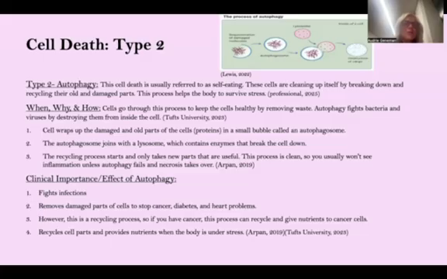The cell wraps up the damaged and old parts of the cell, the proteins, in a small bubble called an autophagosome. The autophagosome joins with the lysosome, which contains enzymes that break the cell down. The recycling process starts and only takes new parts that are useful. This process is clean, so you usually won't see inflammation unless it fails and necrosis takes over. The clinical importance is that it fights infections and removes damaged parts of cells to stop cancer, diabetes, and heart problems. However, this is a recycling process, so if you have cancer, this process can recycle and give nutrients to cancer cells. It recycles cell parts and provides nutrients when the body is under stress.